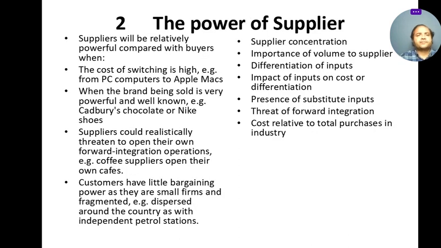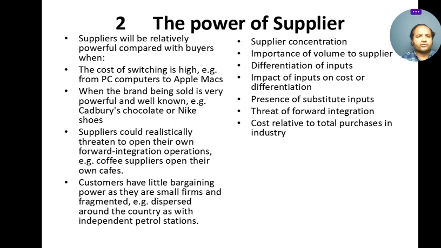Second, the power of suppliers. Suppliers will be relatively powerful compared to buyers when the cost of switching is high, for example from PC computers to Apple MacBook. It is also so when the brand being sold is very powerful, for example Cadbury chocolates or Nike shoes. Suppliers could realistically threaten to open their own forward integration operations.